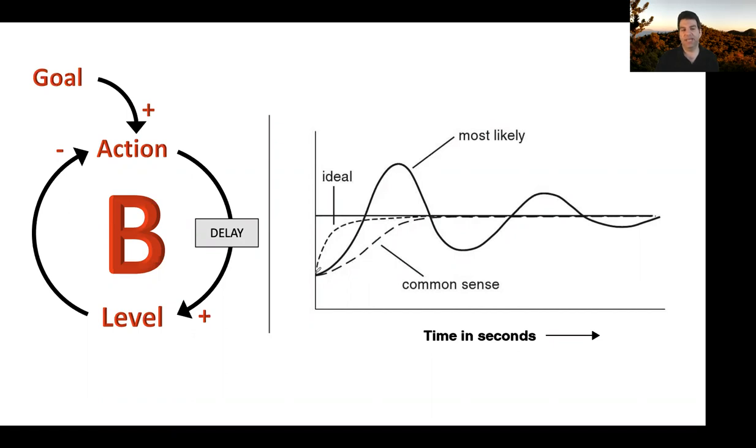Ideally, we would like the water level in the tank to rise directly up, but we might expect that we're not going to hit that, and so it's going to be much slower. But in reality, we might, in the case of temperature in a shower, for example, get oscillations.